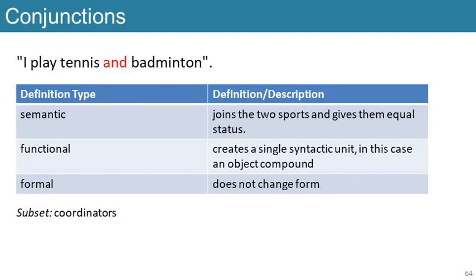And in this sentence can be defined semantically as joining the two sports and giving them equal status. Functionally, and creates a single syntactic unit, in this case an object compound. A formal description notes that the conjunction and never changes. And in the example sentence is a member of the subset of the conjunctions that are called coordinators.